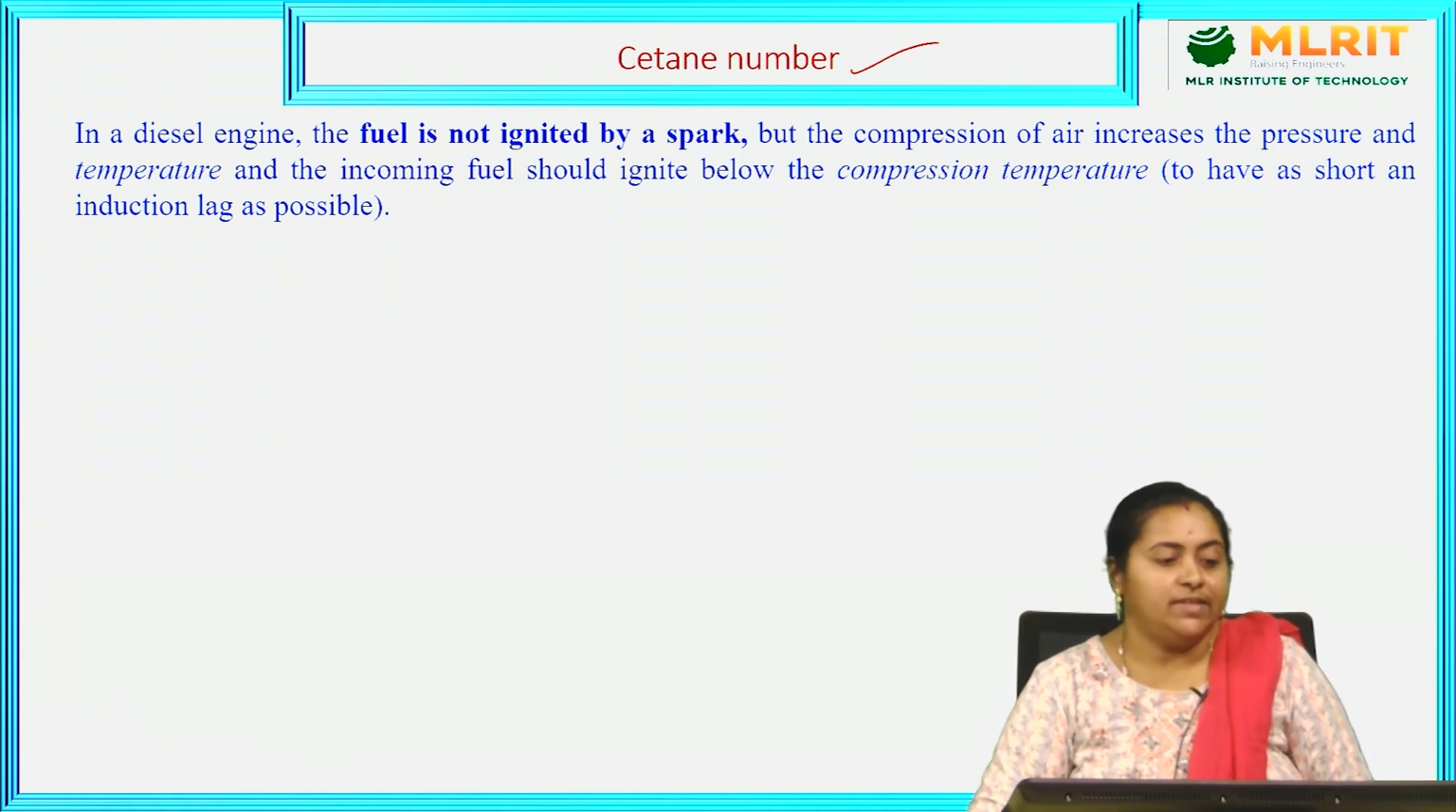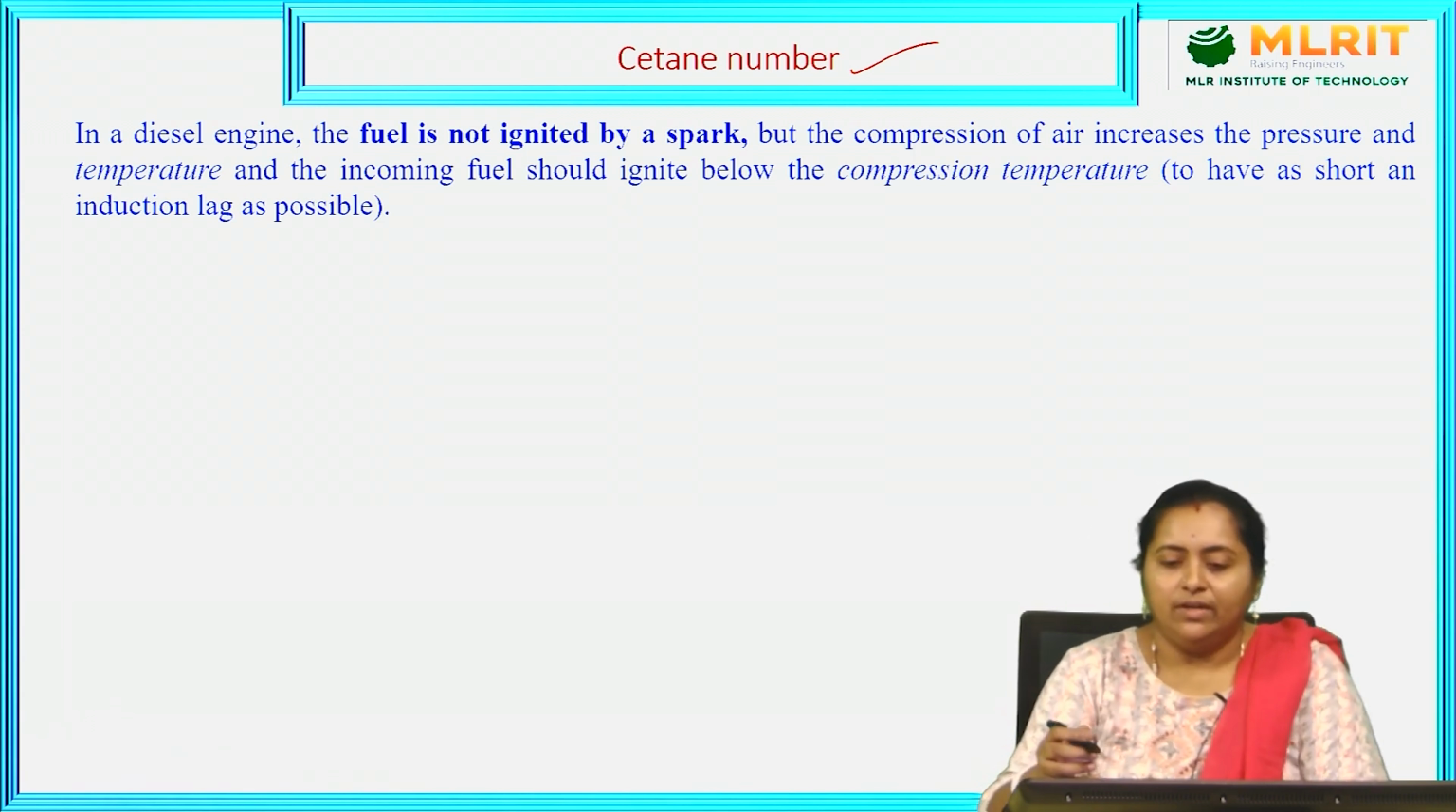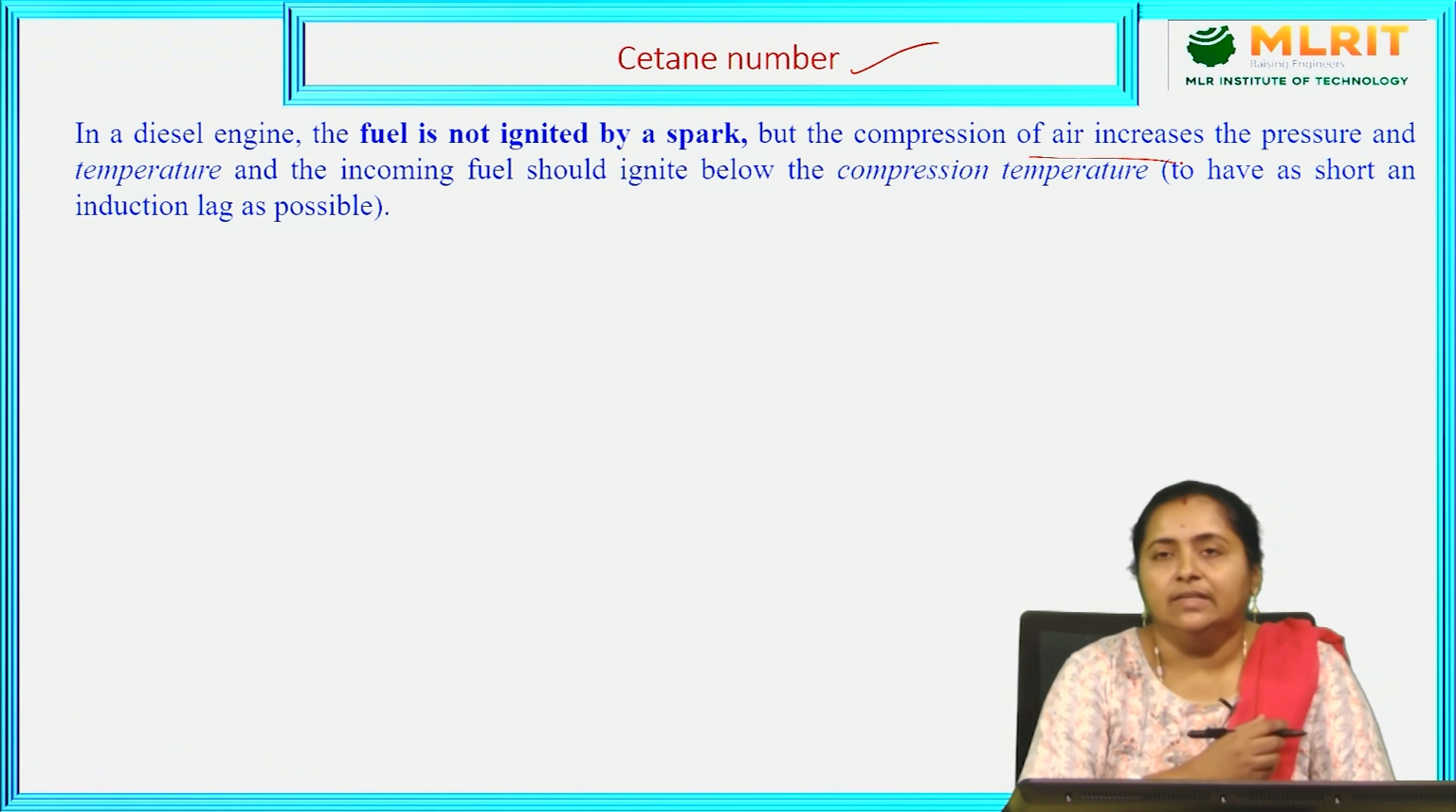In the case of diesel based ICE, the fuel is not ignited by an electric spark, just like in petrol based ICE. Instead, the diesel based ICE ignites itself. How does that take place? This is purely due to the compression of air, which increases the temperature.